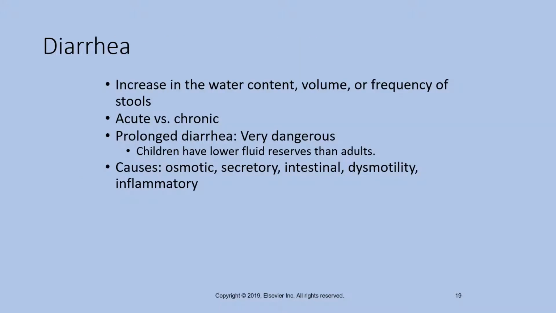Diarrhea is the increased water content and volume in stools, acute versus chronic. Prolonged diarrhea is very dangerous. Children have lower fluid reserves than adults. Causes: osmotic, secretory, intestinal. Of course, cholera is a major cause of diarrhea in the third world. And we talked about how to make saline fluid that children and adults can drink if they have cholera, adding 1 tablespoon of salt to a liter of clean water.